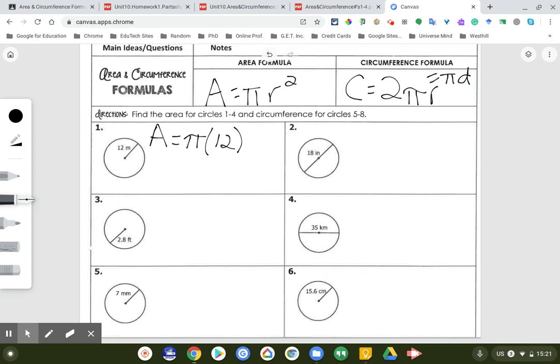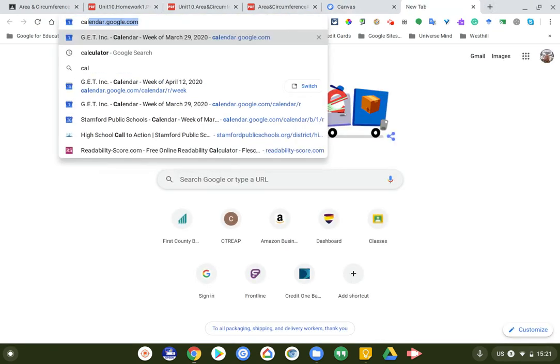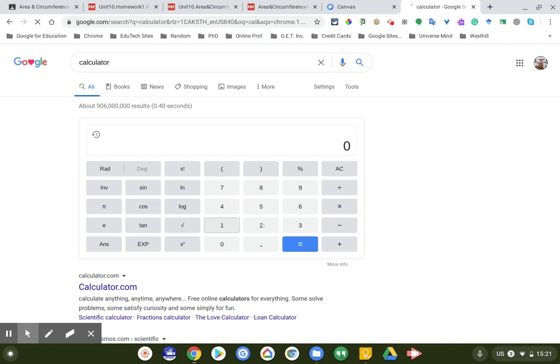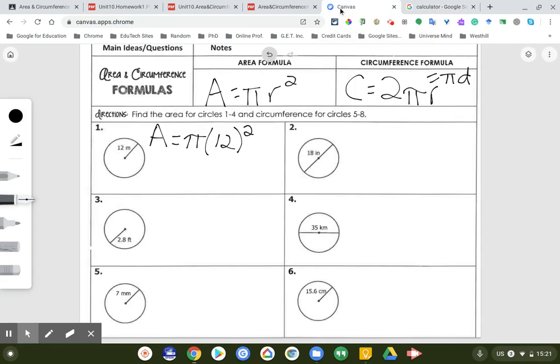12 squared, okay? So we know what 12 times 12 is. If you don't, you can pull up the calculator on Google, right? In your web browser if you want to. So we have 12 times 12 equals 144, or 12 squared. This is the same thing, okay? So now we have pi times 144. Okay, 12 times 12 is 144.